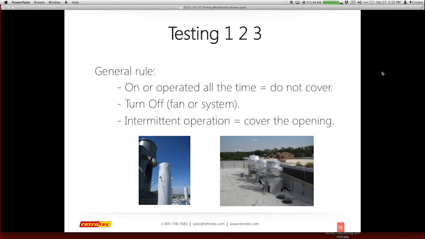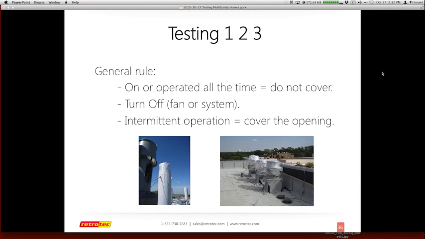This was a general rule for those who are doing more of the whole building. If it's on or operated all the time, you just leave it in its natural condition. You can turn off a fan system or something that's intermittent. You can cover the opening.